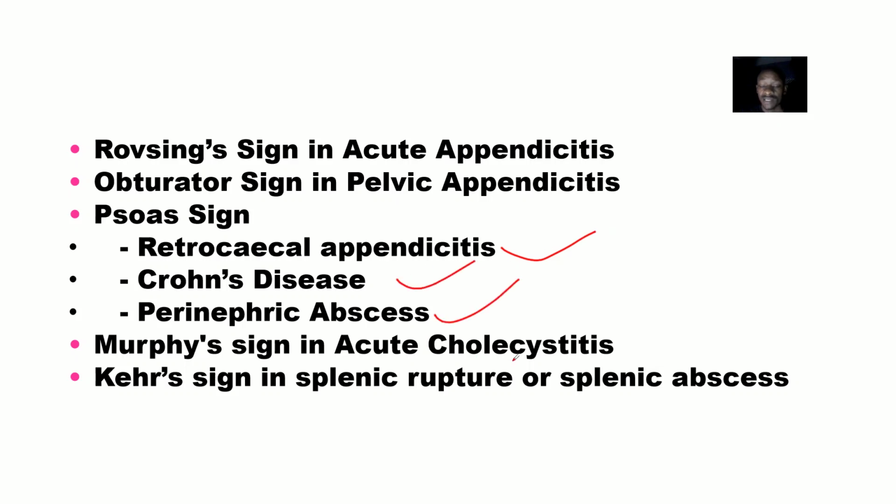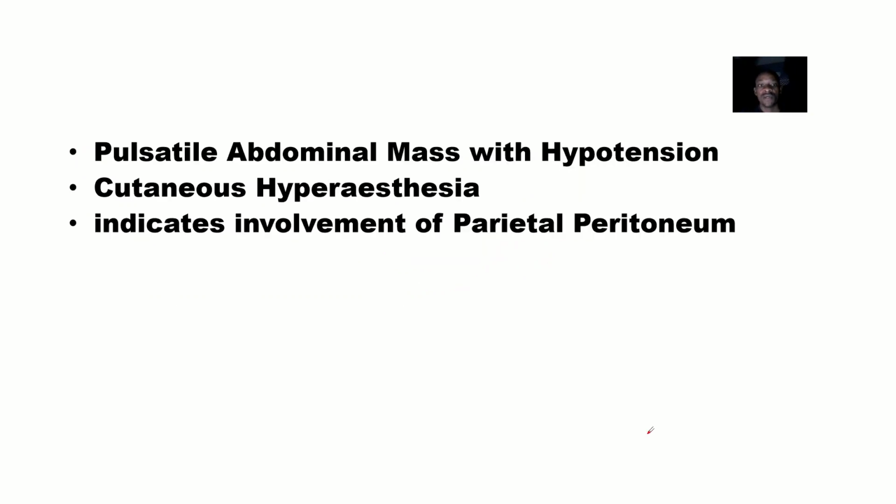The Murphy sign is used in acute cholecystitis. If there's inflammation of the gallbladder, the Murphy sign is always what? Positive. Then the Kehr sign will be seen in what? Splenic rupture or splenic abscess, right? Where I think the pain is referred to the left upper shoulder or something like that, all right? Then pulsatile abdominal mass with hypotension.